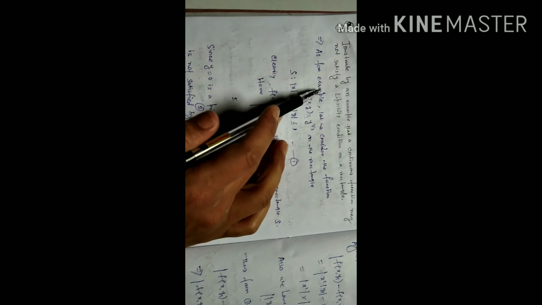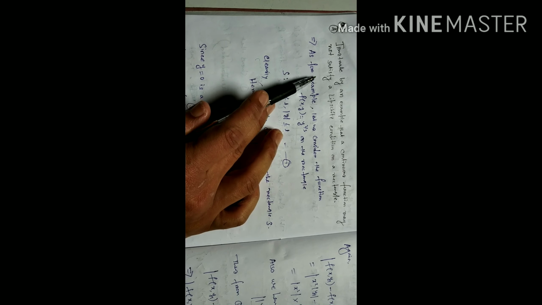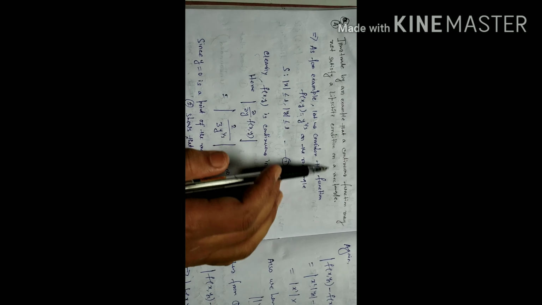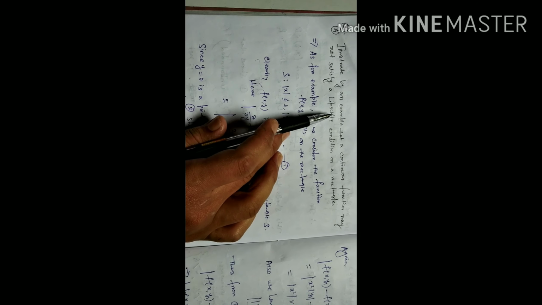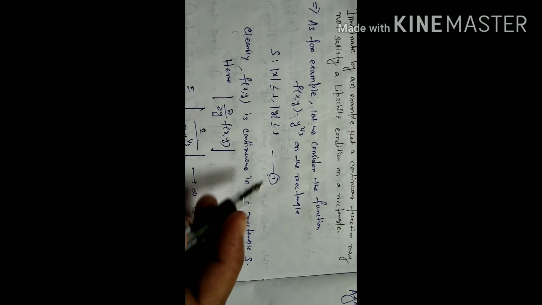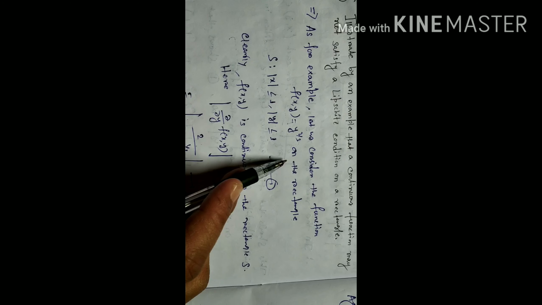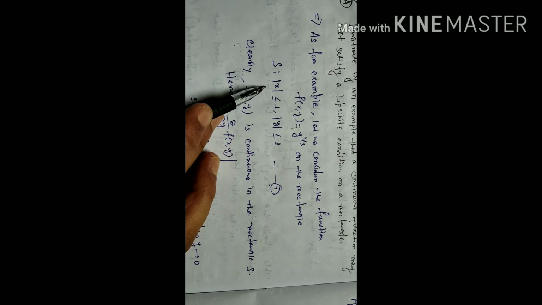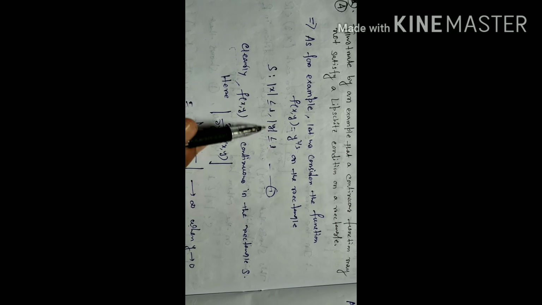Problem number 4. Illustrate by an example that a continuous function may not satisfy a Lipschitz condition on a rectangle. It's a very important problem. Illustrate by an example which is a continuous function but may not satisfy a Lipschitz condition. As for example, let us consider the function f(x,y) = y^(2/3) on the rectangle S such that |x| ≤ 1, |y| ≤ 1. Here we have considered this rectangle.